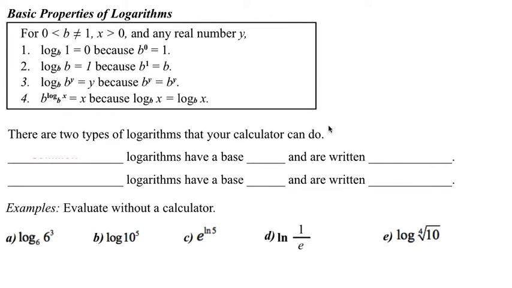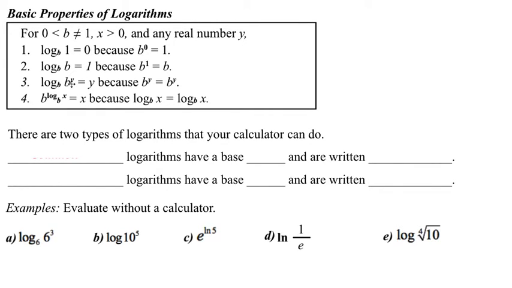Here are 4 common properties that we will be using with logarithms. The first property says that if you have the log of 1 to any base, that's equal to 0. And that's true because the base to the 0 power equals 1. If we have the log of any number and the base matches that number, we end up with 1.